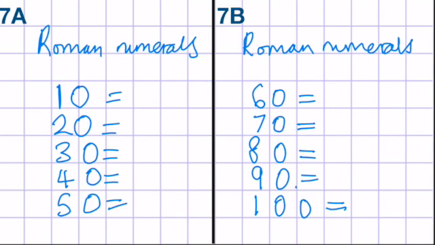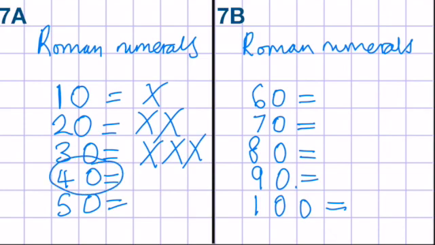7a and 7b, I'd like you to do them both. Write the Roman numerals for each of those. Press pause and then I'll reveal the answers. Okay, 10 is X, 20 is XX, 30 is XXX. Let's skip 40 for a second and go to 50. 50 is L, and we do 40 by having L, and we put an X at the front, which is 10. When the X comes before the L, we take it away. So 50 take away 10 is 40.